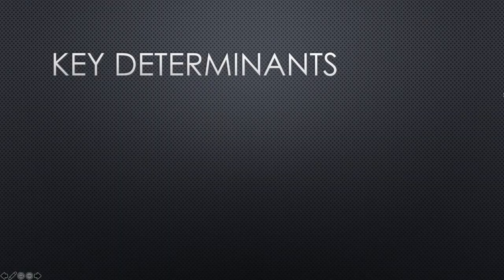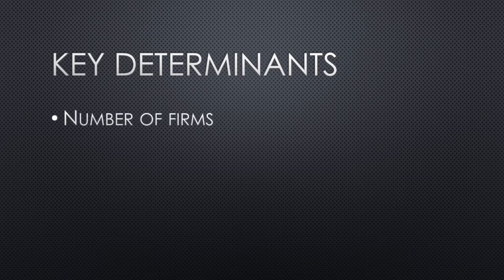When we're looking at market structure, there are four key determinants, four things we're trying to identify within the market to figure out what kind of market structure we're dealing with. The first thing is the number of firms, and this is the easiest thing to identify. On the one hand, with monopoly, we just have one firm in the market. And in competition, we have lots and lots and lots of firms.